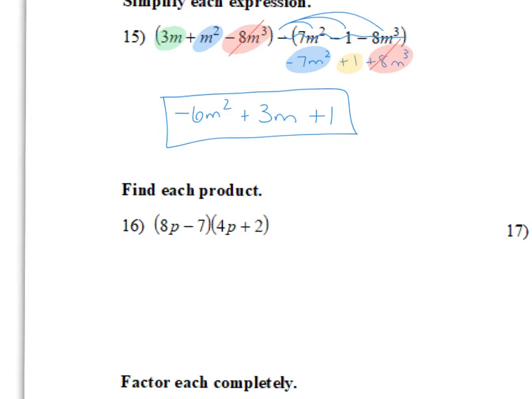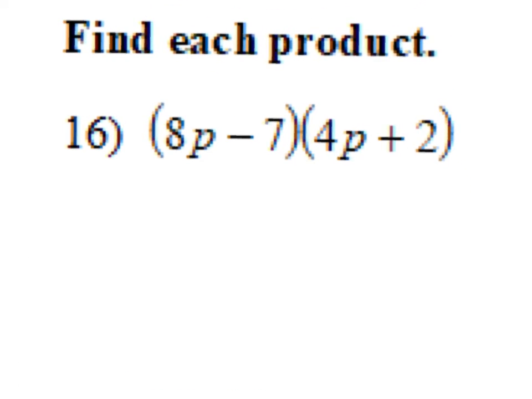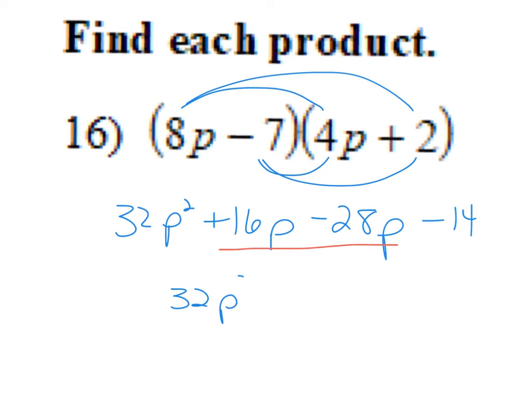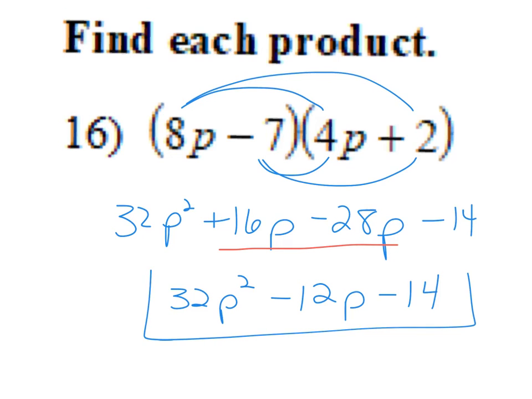Okay, number 16, find the product. So on this one, we're going to go ahead and FOIL this out. So I've got 8p times 4p, 32p squared. 8p times the 2 for 16p. Negative 7 times the 4 is negative 28p. And then negative 7 times the 2 is negative 14. So now go ahead and combine like terms here in the middle. So I'm going to get 32p squared minus 12p minus 14. And that's going to be my final answer.